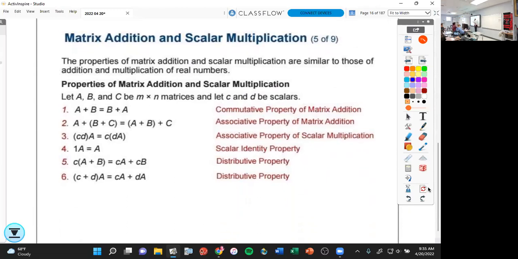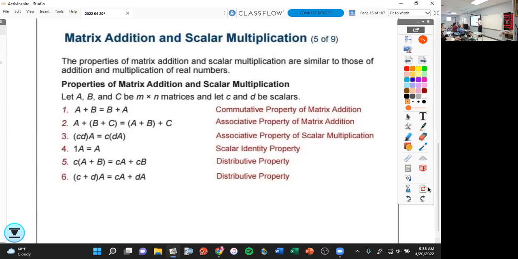I could change the groupings. A plus B plus C added together is the same thing as A plus B added together and then add C to it. The associative property of matrix addition. If I had two scalars multiplied by a matrix, I could either multiply the scalars together first and then multiply them by the matrix, or I could multiply the matrix by one of the scalars and then multiply by the other scalar. Same thing, the associative property.